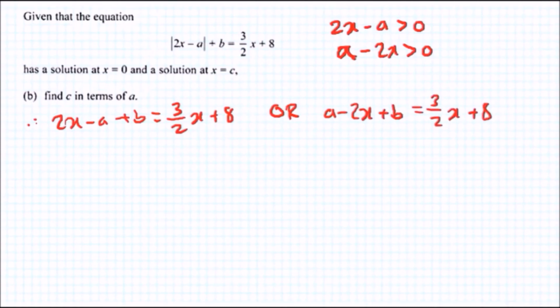Now, all we have to do is plug in these coordinates. So plug in x equals 0 and x equals c. So let's have a go. Let's do x equals 0 firstly for both cases, yeah? So when x equals 0, what do we get?